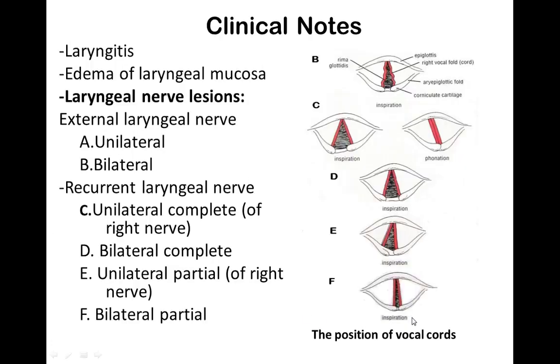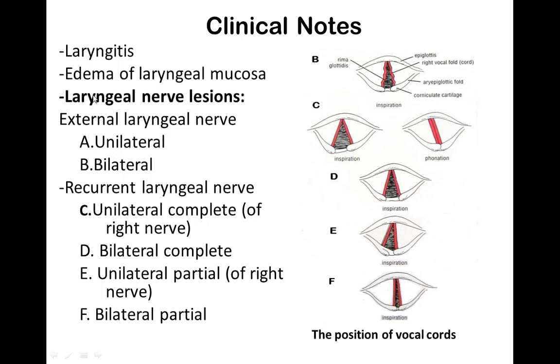Here are some clinical notes about the larynx. Laryngitis, with inflammation and infection of the larynx, edema of the laryngeal mucosa, and we have the laryngeal nerve lesions. Edema of the laryngeal mucosa, we can characteristically see with dye poisoning, hair dye poisoning, for example, causing this laryngeal mucosa edema, which is fatal.